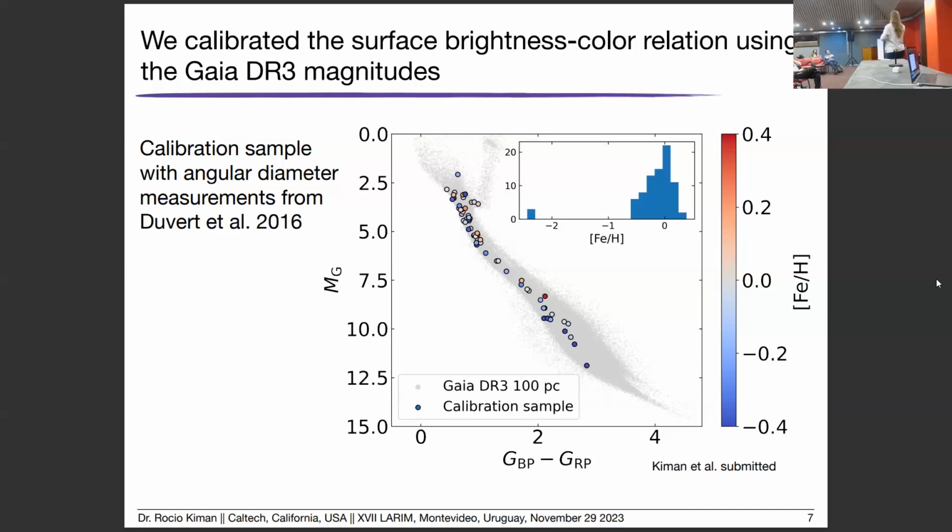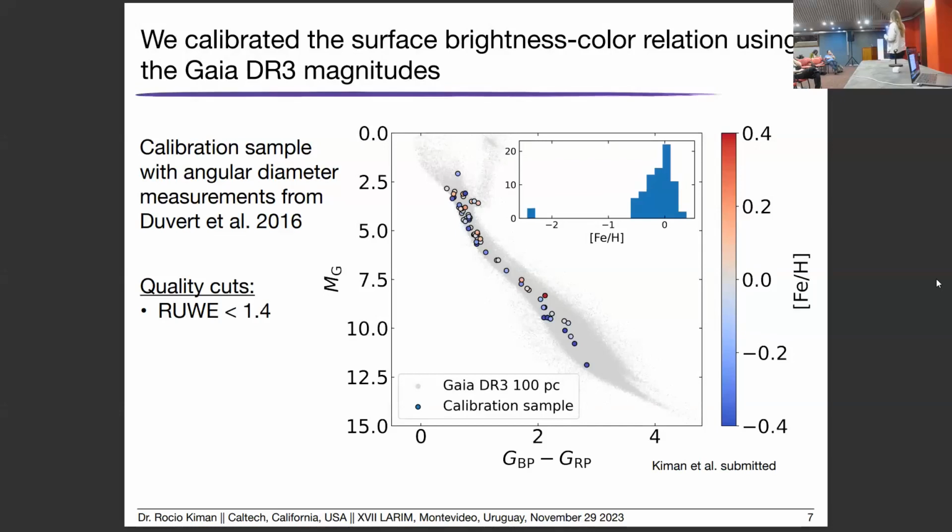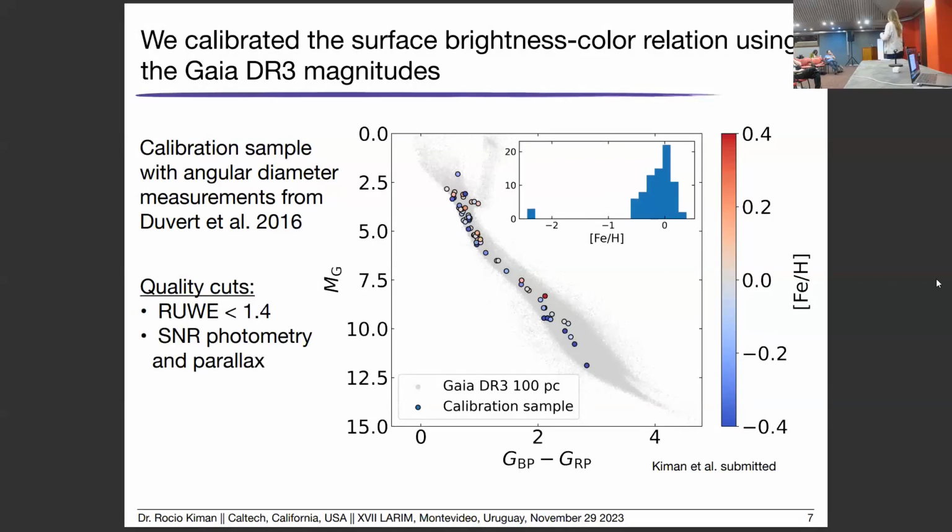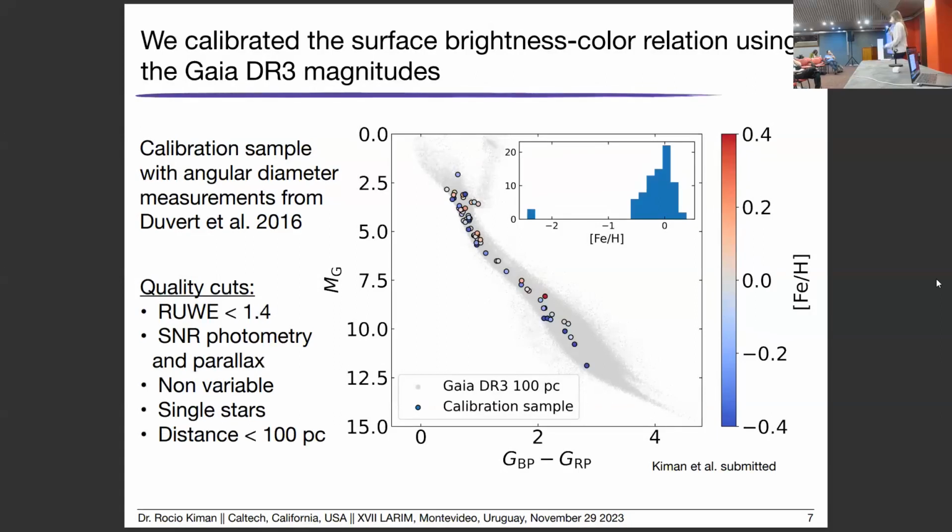So this is the sample of stars with angular diameter measurements, which I cross-matched with Gaia. That was also helpful to apply a lot of quality cuts to select the best possible sample. Those quality cuts are like a RUWE number of less than 1.4, which removes likely binaries, signal to noise cuts in photometry and parallax, select non-variable stars, and select single stars, and most importantly, stars that are closer than 100 parsecs. That is to remove as much as possible the influence of extinction on this sample.